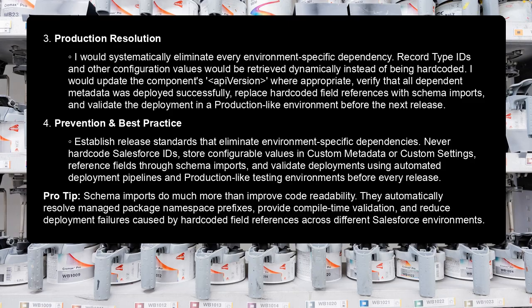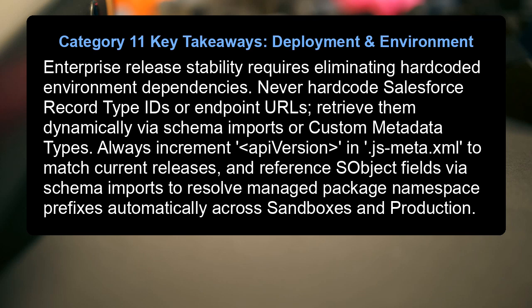Category 11 key takeaways. Deployment and environment. Enterprise release stability requires eliminating hard-coded environment dependencies. Never hard-code Salesforce record type IDs or endpoint URLs. Retrieve them dynamically via schema imports or custom metadata types. Always increment the API version tag in .js-meta.xml to match current releases, and reference SObject fields via schema imports to resolve managed package namespace prefixes automatically across sandboxes and production.